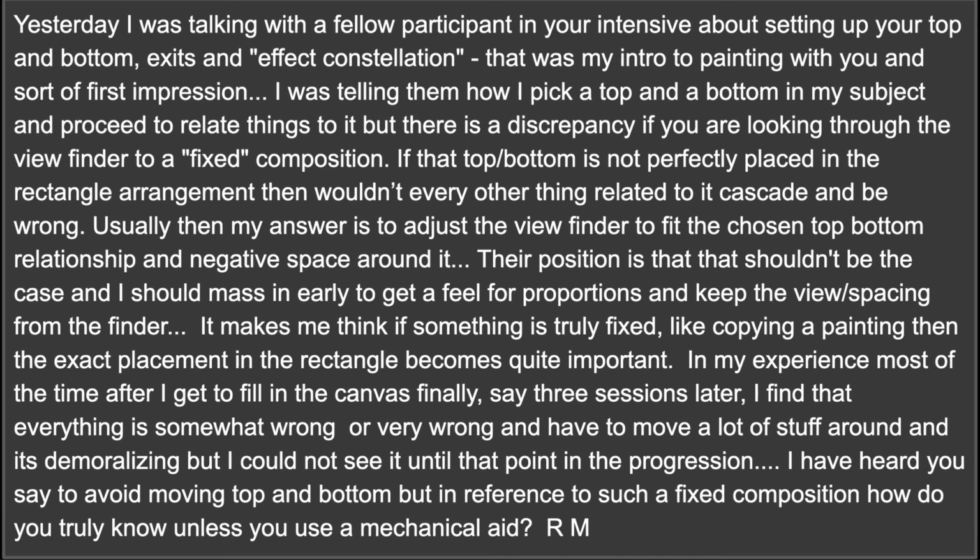It makes me think if something is truly fixed, like copying a painting, then the exact placement in the rectangle becomes quite important. In my experience, most of the time, after I get to fill in the canvas finally, say 3 sessions later, I find that everything is somewhat wrong or very wrong, and I have to move a lot of stuff around, and it's demoralizing. But I could not see it until that point in the progression. I've heard you say to avoid moving top and bottom, but in reference to such a fixed composition, how do you truly know unless you use a mechanical aid?